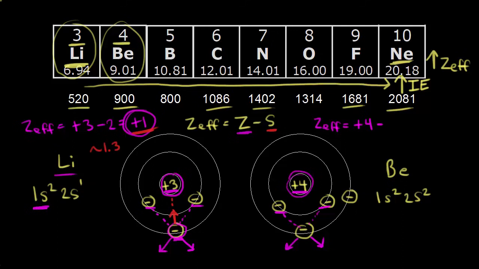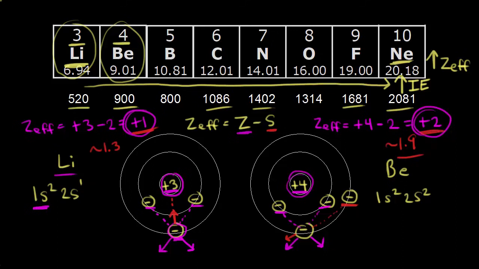So we say there are 2 inner electrons, so the effective nuclear charge is +4 minus 2, giving us an effective nuclear charge of +2. In reality, the effective nuclear charge is approximately 1.9, and that's because beryllium has another electron in its 2s orbital over here, which does affect this electron a little bit. It repels it a little bit, and so it actually decreases the effective nuclear charge to about 1.9. But again, for a quick calculation, +2 works.